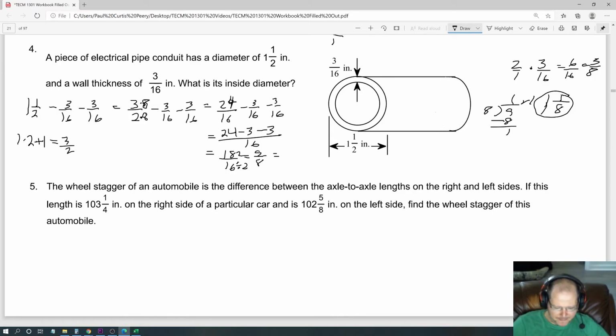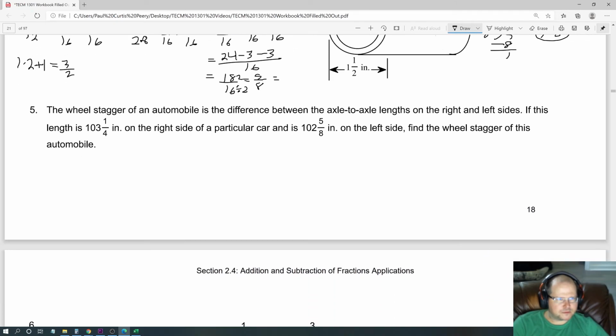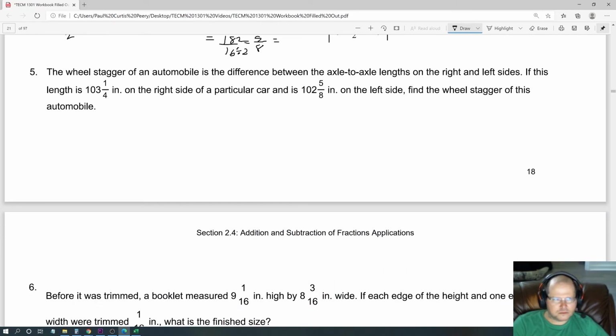All right. So let's try the next one. The wheel stagger of an automobile is the difference between the axle-to-axle lengths on the right and left side. If this length is 103 1/4 inches on the right side of the particular car and 102 5/8 inches on the left side, find the wheel stagger of this automobile.